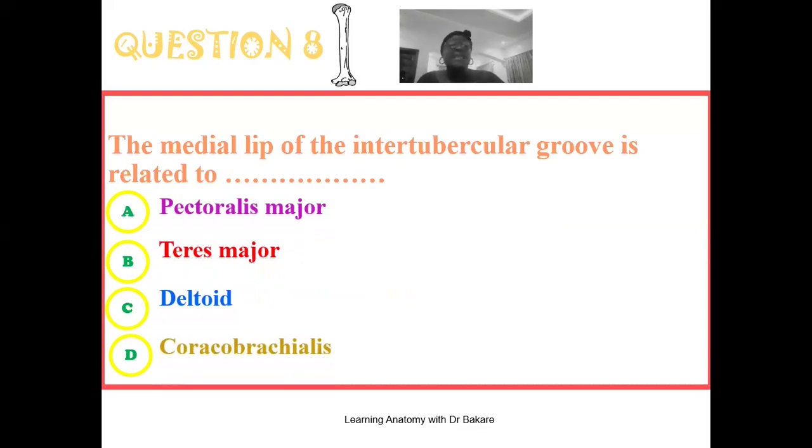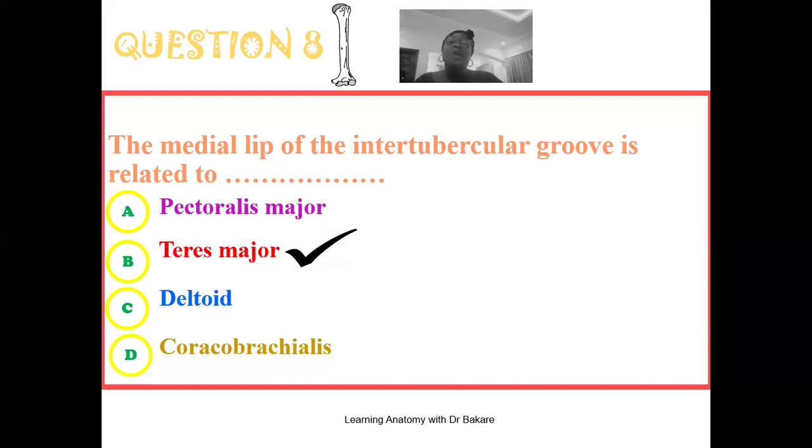The correct answer, as it relates to the muscle that is connected to the medial lip of the intertubercular groove, is the teres major. The teres major is seen to be related to the medial lip of the intertubercular groove. We know that the intertubercular groove is a depression that is seen between the lesser and the greater tubercle. This intertubercular groove is also seen to have a medial lip and also a lateral lip.